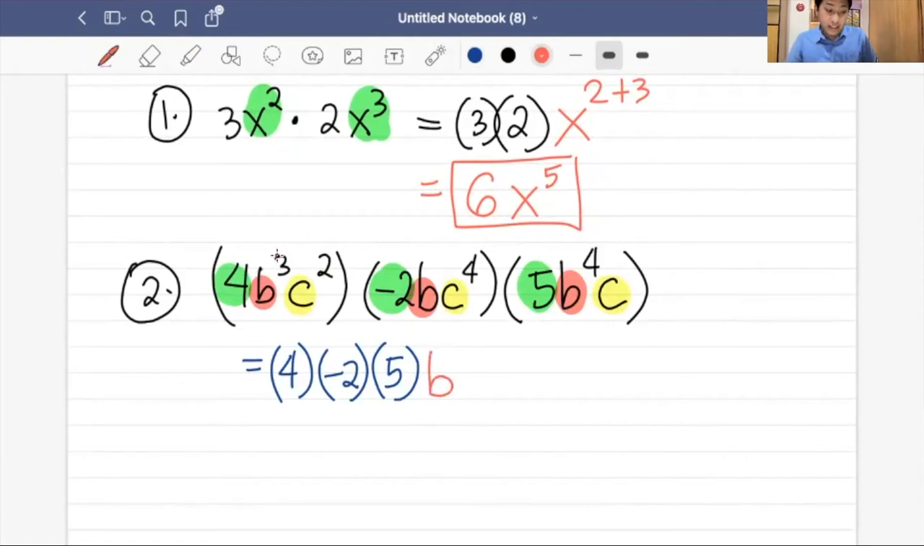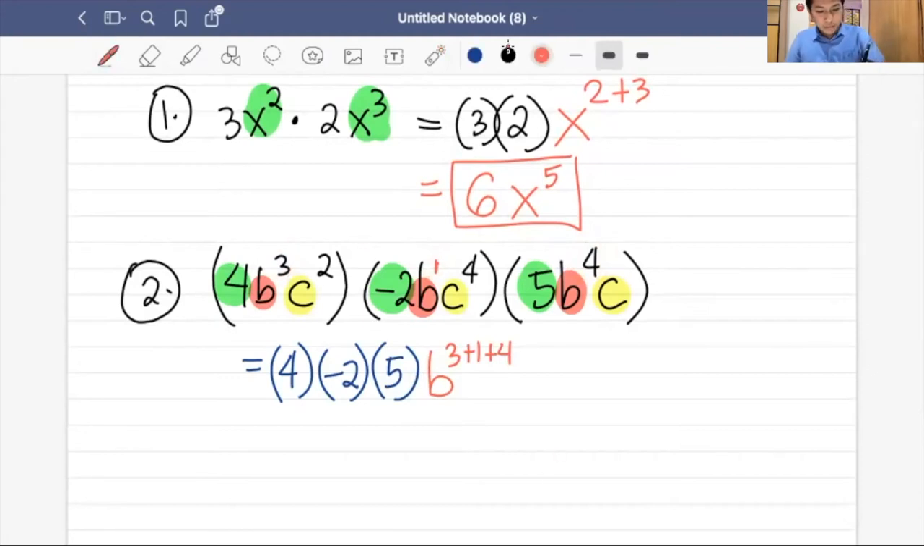The exponent of this is 3. So that's 3. The exponent of this is not 0, but there is a default exponent for B, which is 1. So 3 plus 1. And for the last B, which has 4 as its exponent, we add 4. Can you follow? I just copied the base, which is B, and then added all the exponents of B here. So 3 plus 1 plus 4.